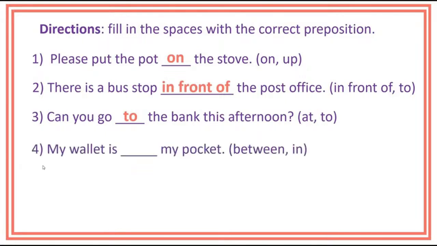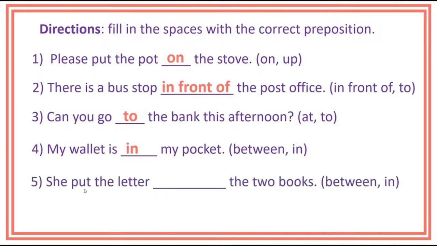Number 4. My wallet is blank my pocket. The prepositions in the bracket are between and in. My wallet is in my pocket. Number 5. She put the letter blank the 2 books. So the prepositions inside the brackets are between and in. She put the letter between the 2 books.